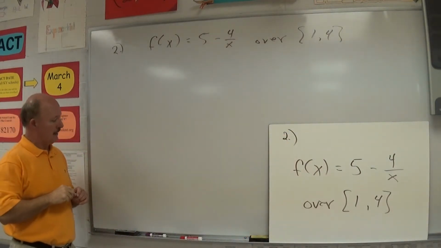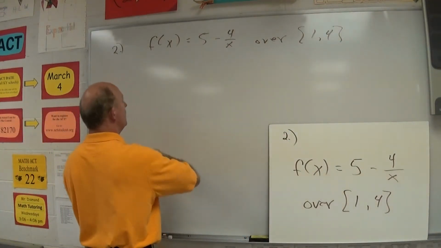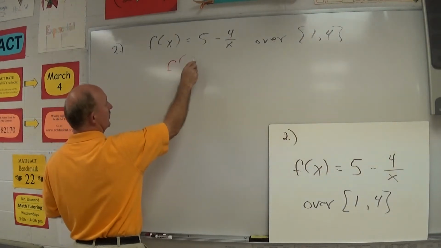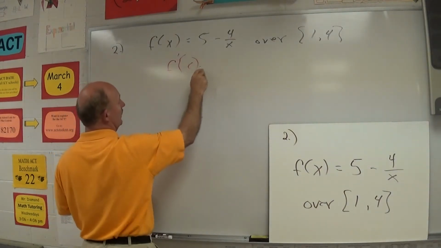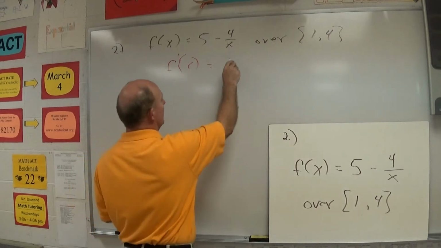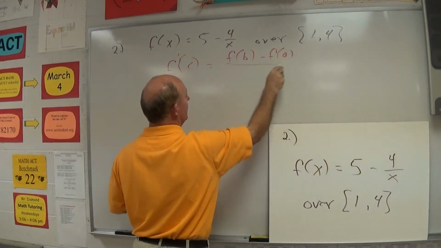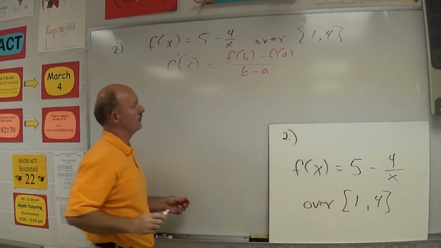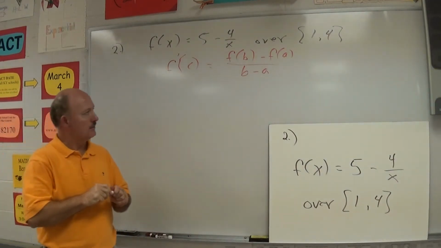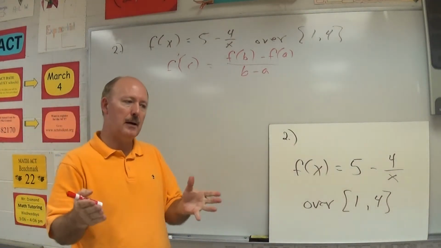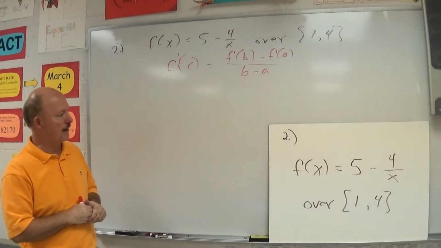According to the mean value theorem, remember, we're going to try to find some c value, so the derivative at c is going to equal the function at b minus the function at a divided by b minus a. So let's see if we can do the same thing again. This time we're going to try a little bit more complicated function.